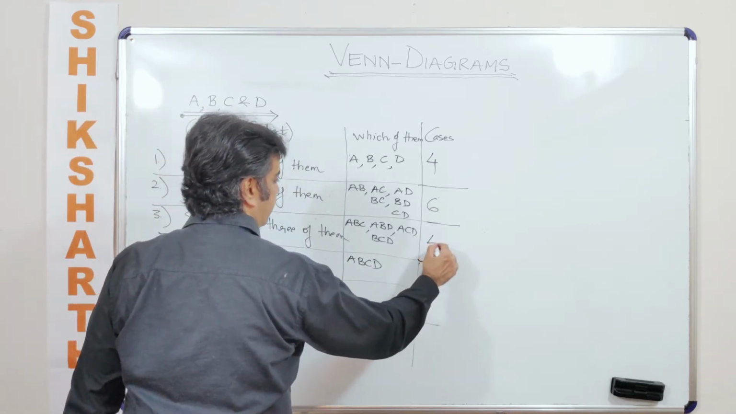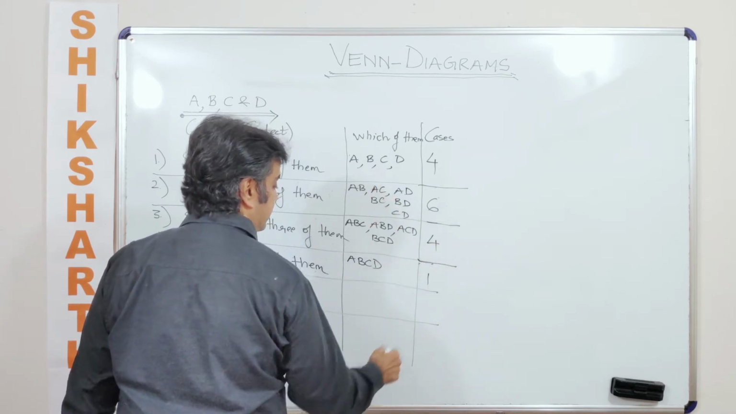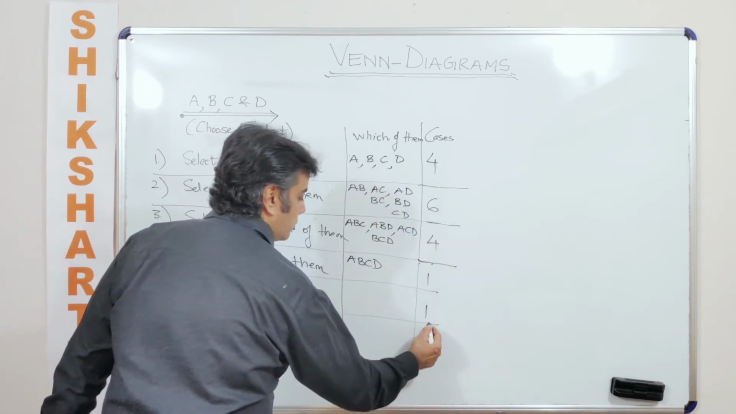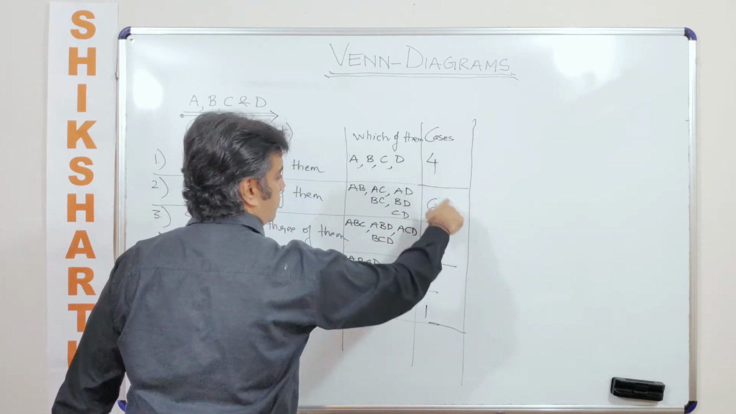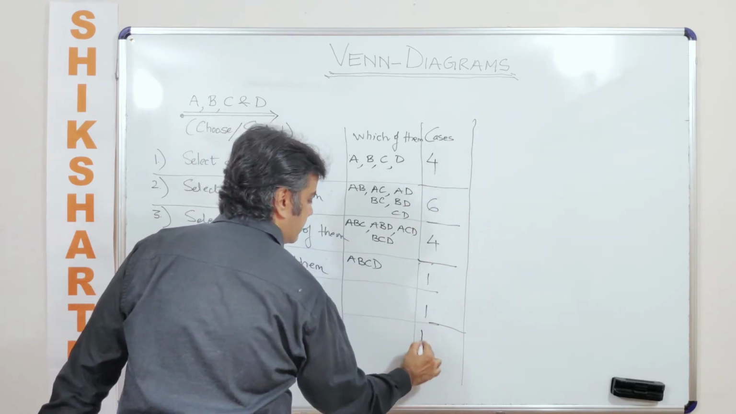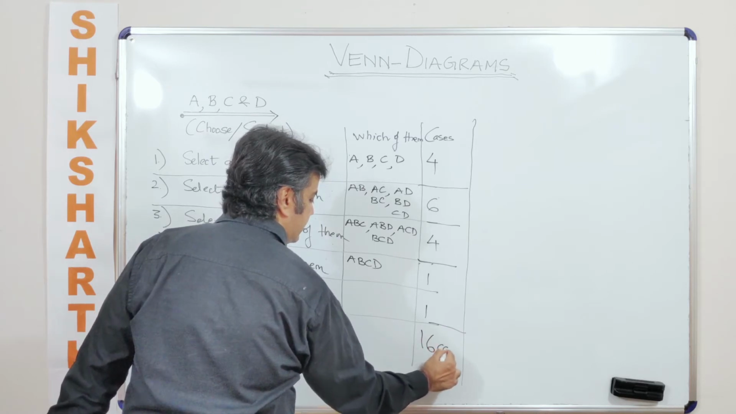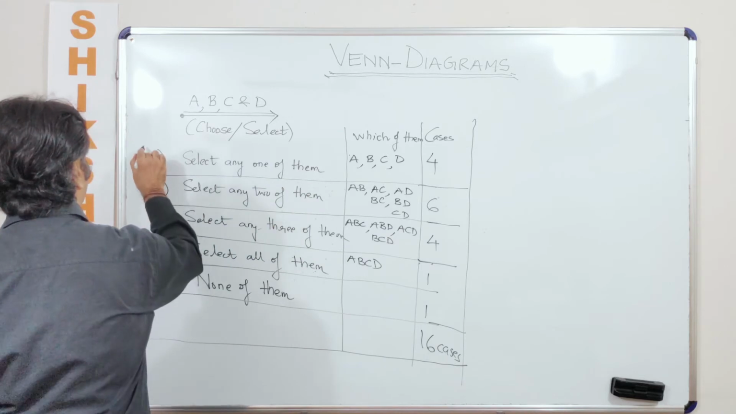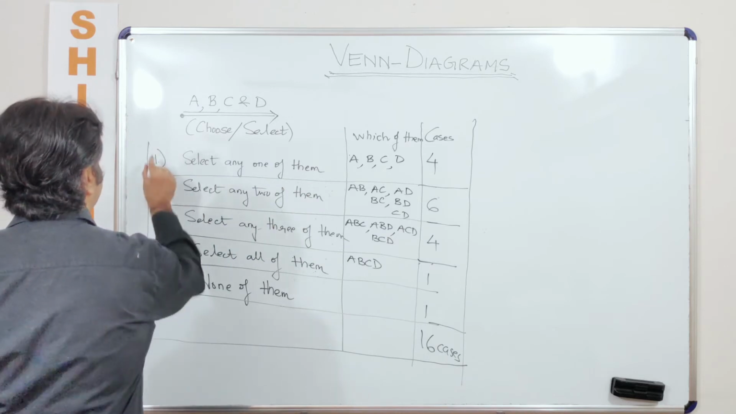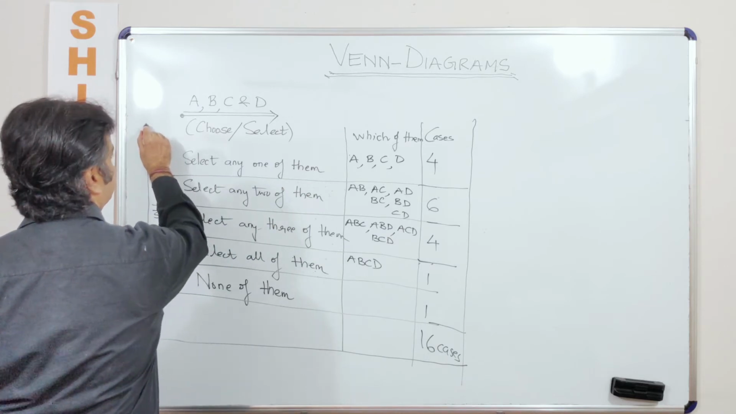So here you again have 4 cases. You have one case here and you have one case here. So what are the total number of cases that we have made here? So 10, 14, 15, 16. Now these 16 cases will help you to decide the way in which you'll be presenting all these cases in terms of a Venn diagram.